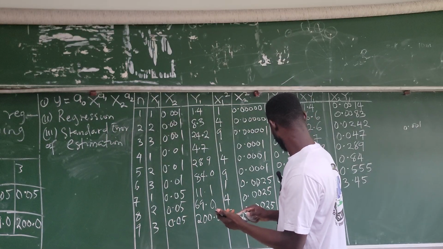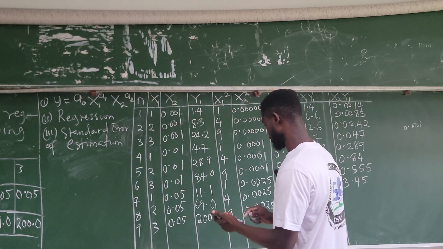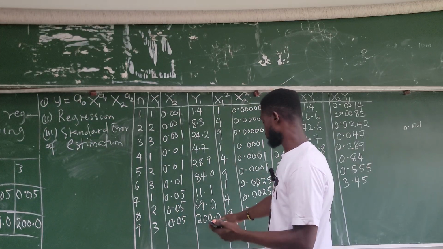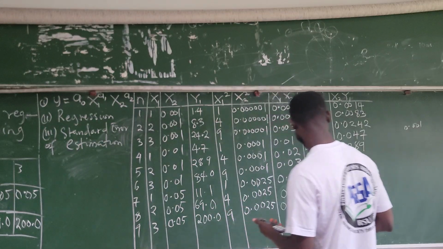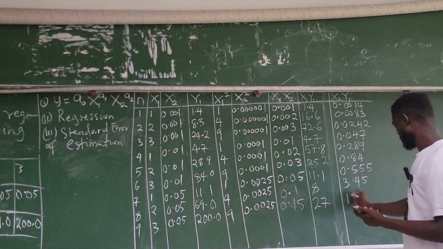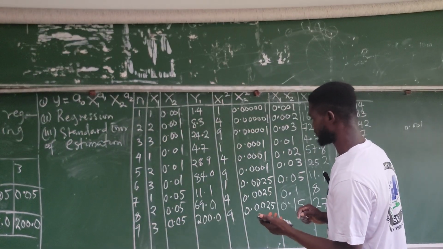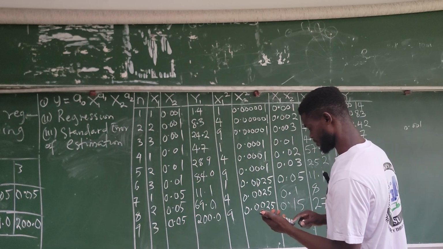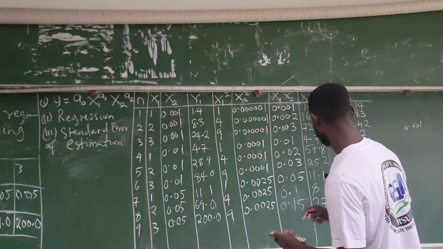Then we also have 0.05 times 200.0. That is 10. 0.05 times what? 200. That is what? 10. So we have, okay, times 200. So this is 600 rather.